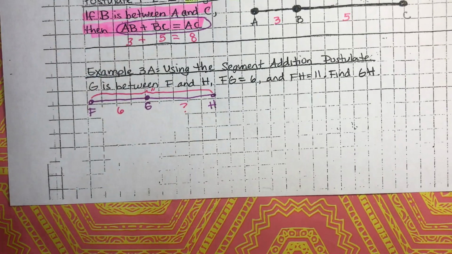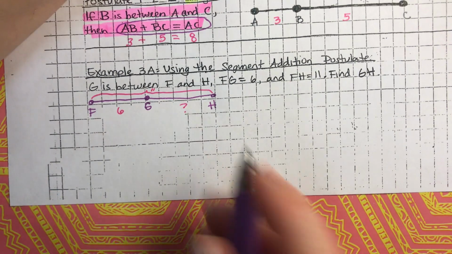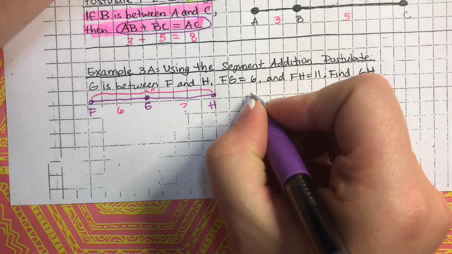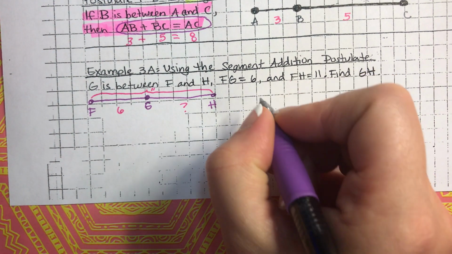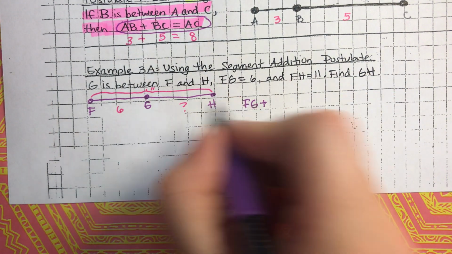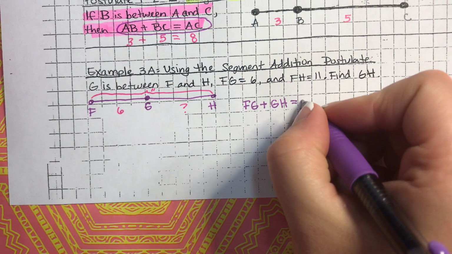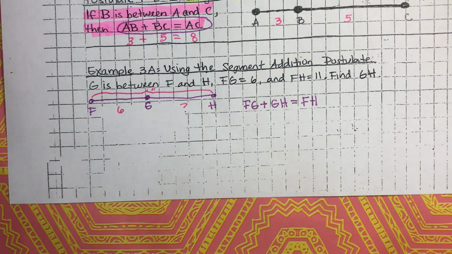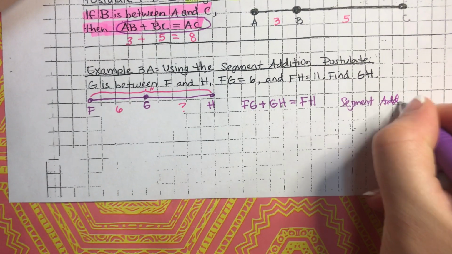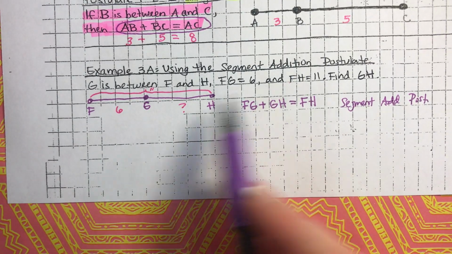All right, cool. So the first thing we're going to do is write this segment addition postulate with symbols. So I'm going to write this. FG plus GH, so it's kind of the two parts, equals the whole thing, FH. And the reason why I can say this statement is because of the segment addition postulate, right? Then what I'm going to do is input those values up here.